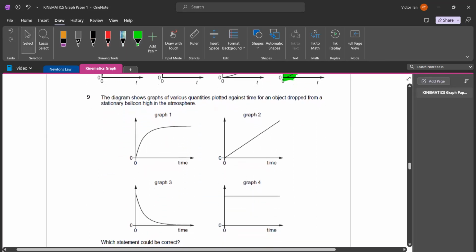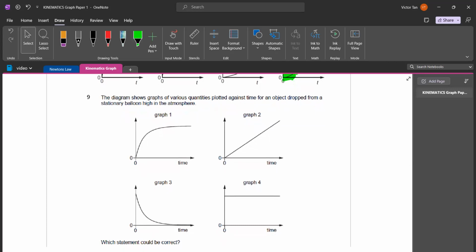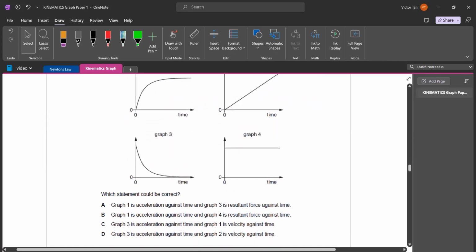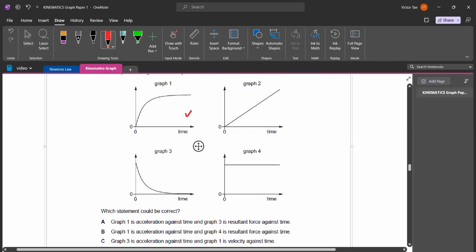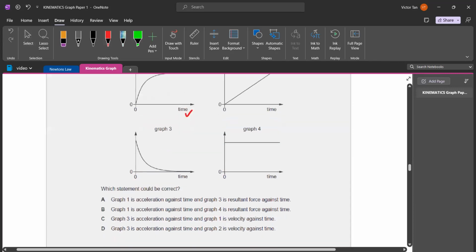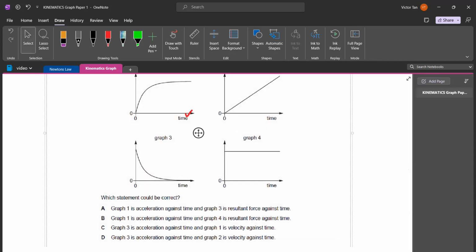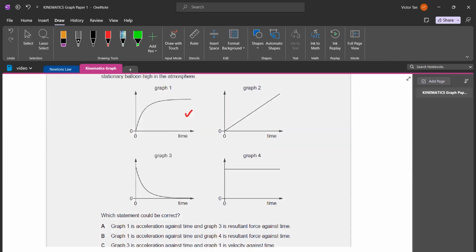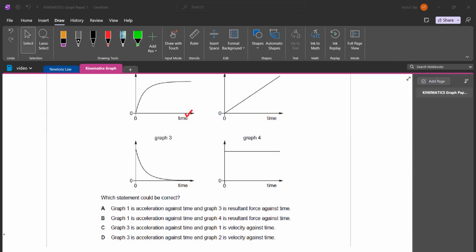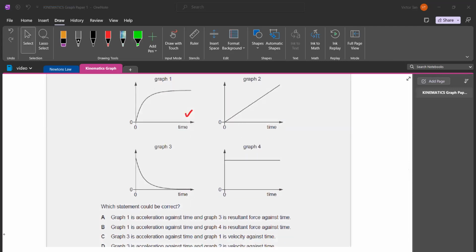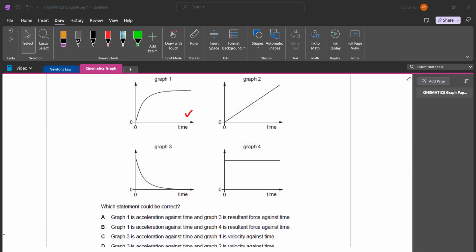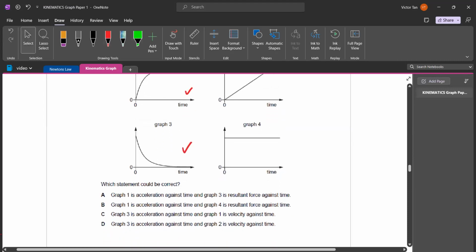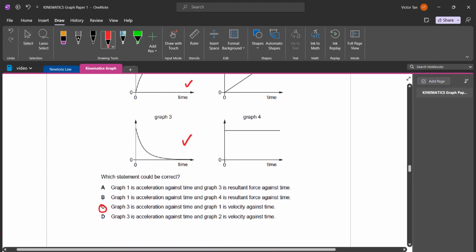We should tell you that this is the answer. The diagram shows graphs of various quantities plotted against time for an object dropped from a stationary balloon high in the atmosphere. Which statement could be correct? So this is a terminal velocity graph, so this can be a velocity-time graph. And as the graph falls, the acceleration decreases to 0. So this can be the acceleration-time graph. So the answer is C.